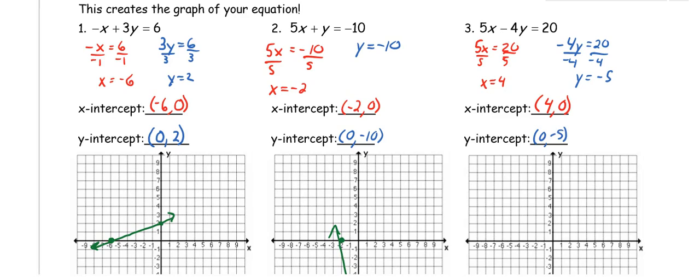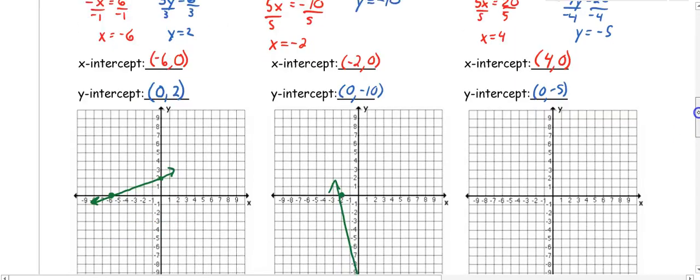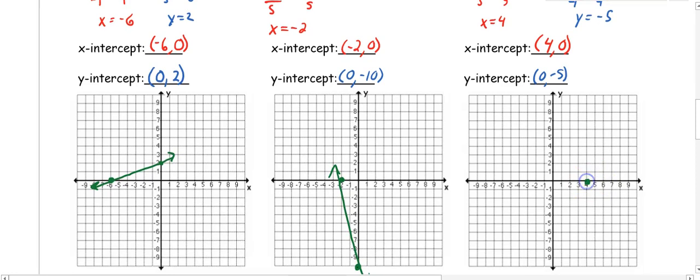And then we're going to plot those points and connect them. So on the x-axis, we're going to go to 4. And on the y-axis, we're going to go to -5. And then we're going to connect those 2 points.